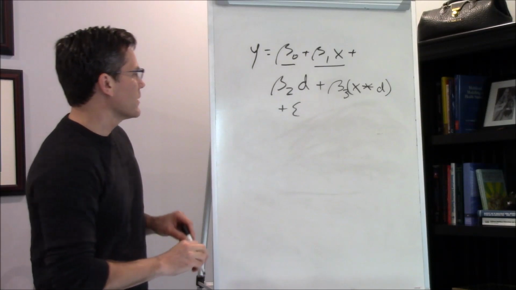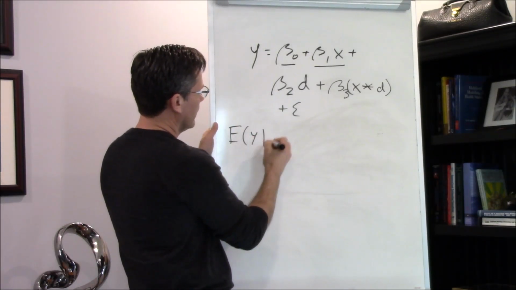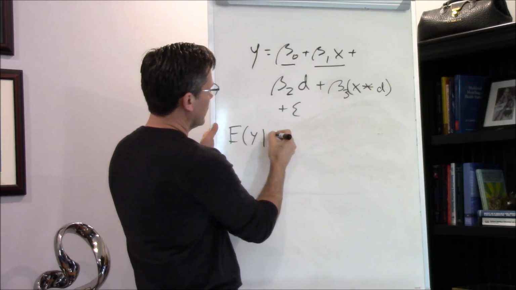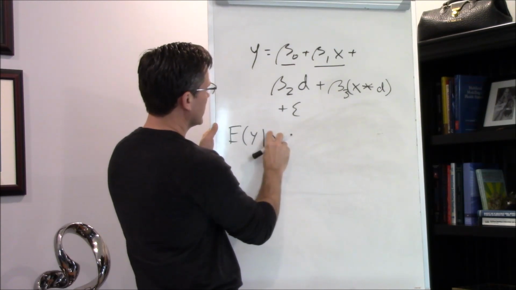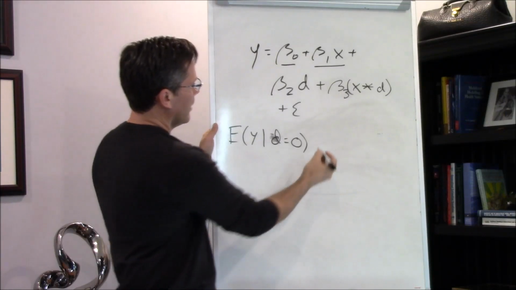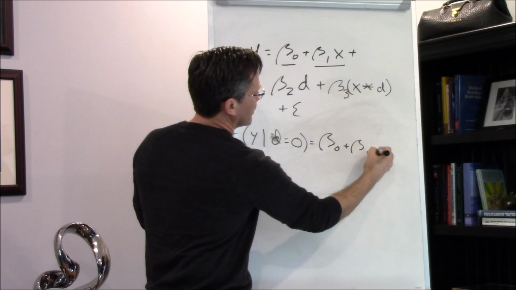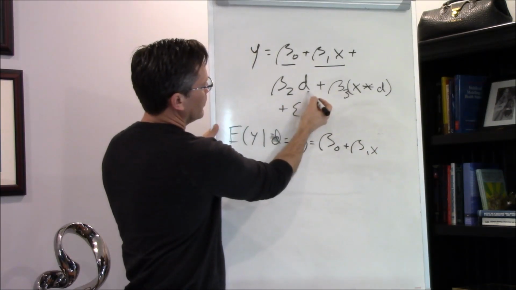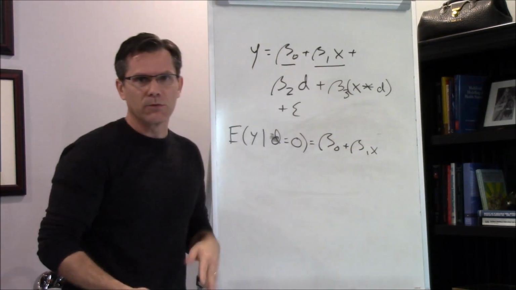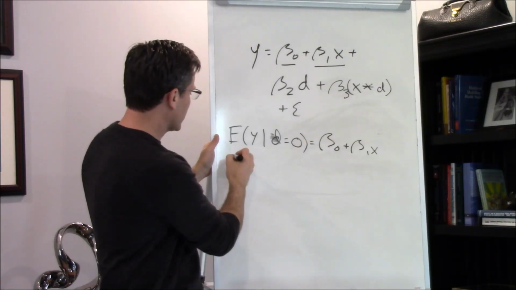Now notice what that's going to do. If we ask what's the expected value of y given x and d, let's just say where d is equal to 0 to begin with. If d is equal to 0, then we're going to get beta naught plus beta 1 x, and then beta 2 is going to drop out because d is 0, and beta 3 is going to drop out because x times d will be 0 whenever d is 0. So we have this simple expression here.